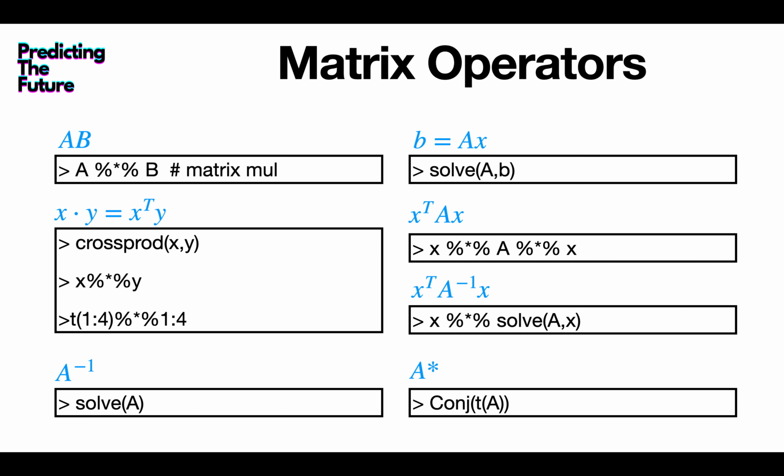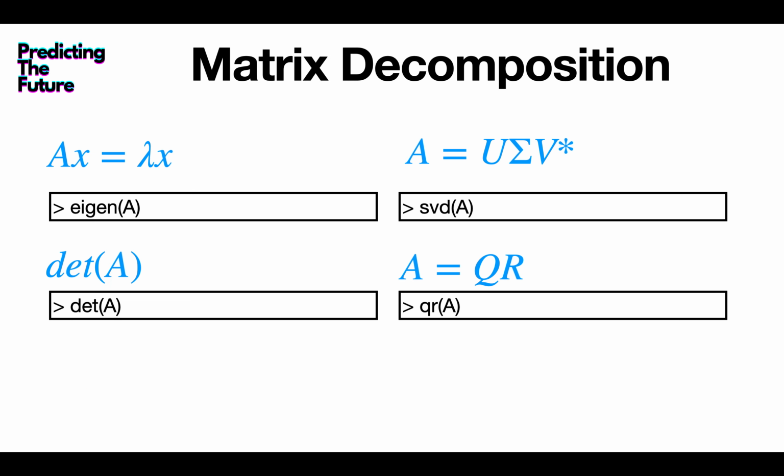The conjugate transpose of A: that's the conjugate function, Conj, and then t, which is the transpose function, and A. So that's the conjugate transpose. And matrix decomposition: eigenvalues and eigenvectors use the eigen function, eigen and A. It gives us two outputs, one is the eigenvalue and the second is the eigenvector. Determinant of A is det and then A. That gives us the determinant of A.